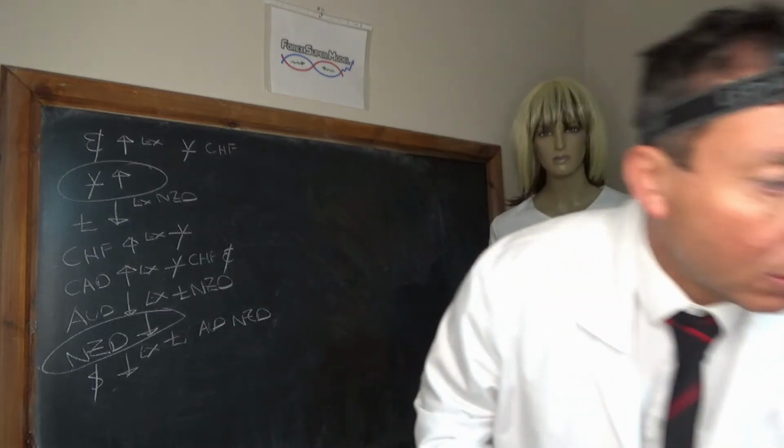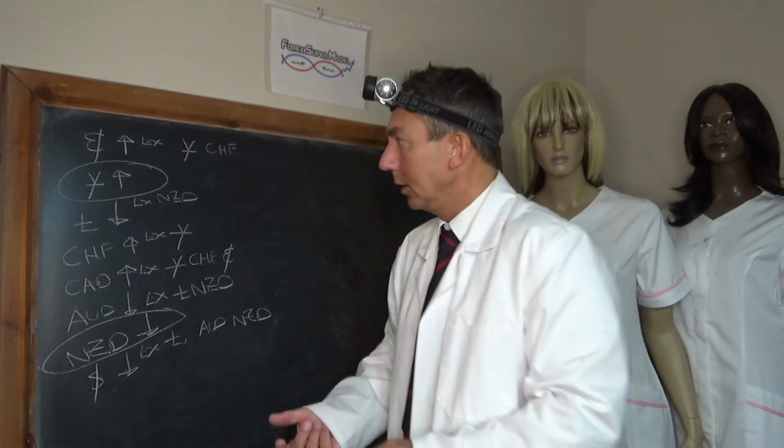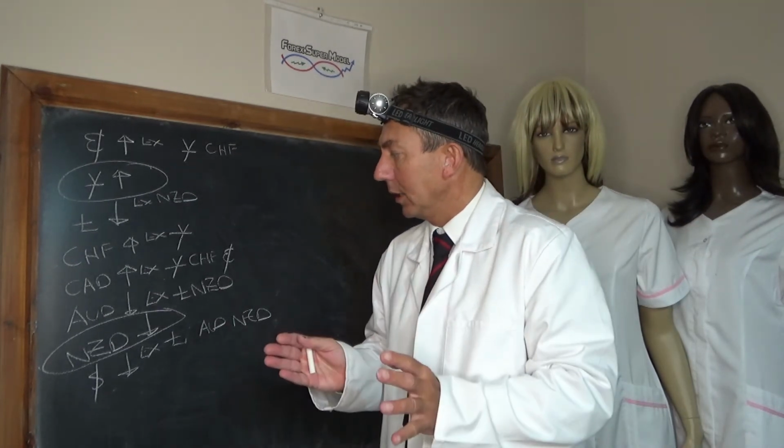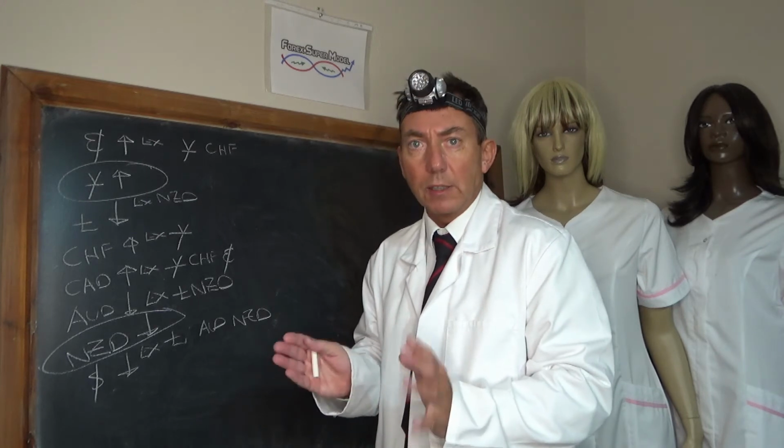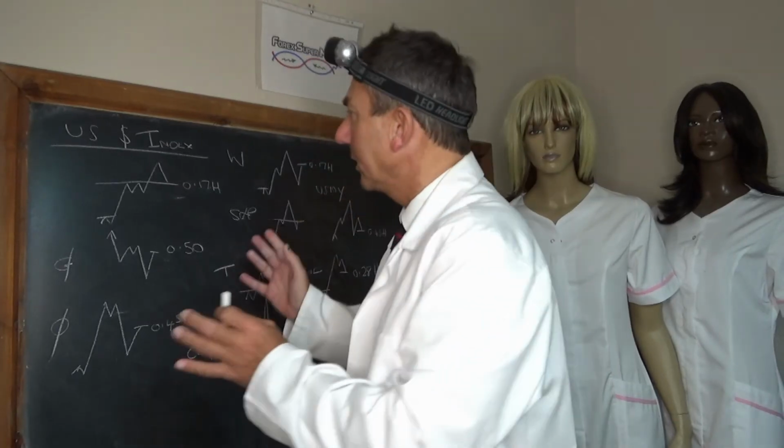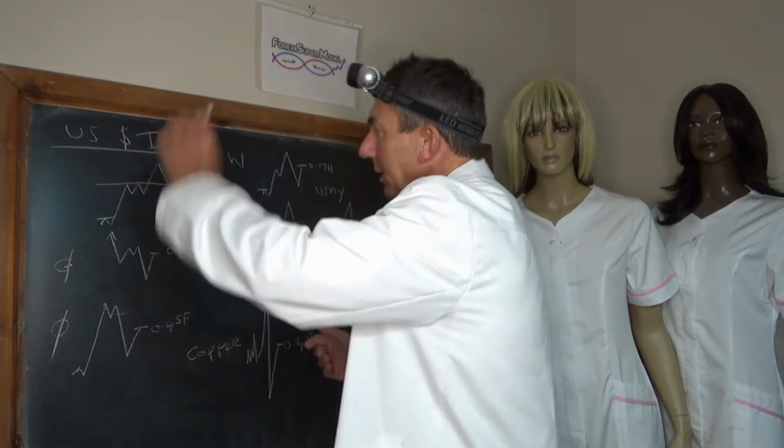Right, so we'll stop it there, and then we'll look at the asset classes and then do the final analysis. Right, we're back again. We've written up the asset classes. So US dollar index basically was chunking up.